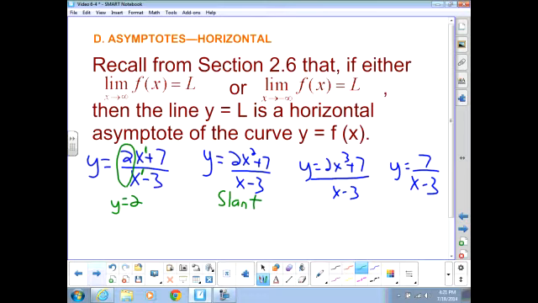The third case is when the degree of the numerator is more than 1 higher than the degree of the denominator. In that case, there is no horizontal asymptote. And then the fourth case is when the degree of the denominator is bigger than the degree of the numerator. So the degree of our numerator is 0, our denominator is 1. That case will always be y equals 0. So I could also, maybe if I made this 7x and I made this x squared, it would still be y equals 0 because the degree of the denominator is greater than the degree of the numerator.